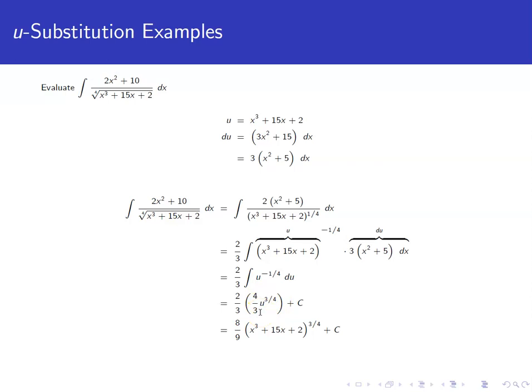And then finally, at the very end here, we're going to plug in what u was. That was x cubed plus 15x plus 2. We have that raised to the 3/4. Multiply our fractions together, we get 8/9. And then don't forget, since we're doing an indefinite integral in this case, we want to make sure we have a plus c on the end.